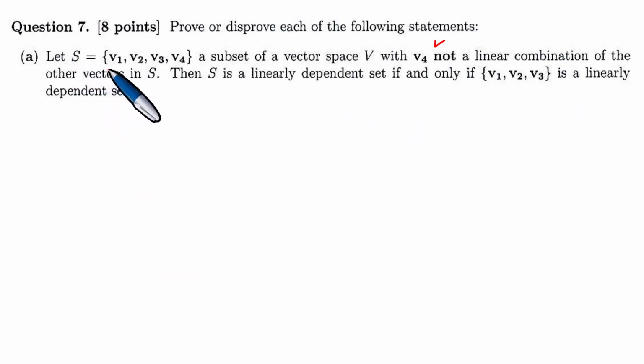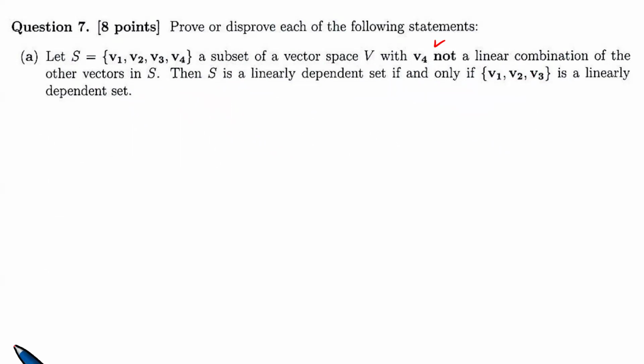Okay, let S be a set with 4 vectors. We're saying let S be the set with 4 vectors such that it is a subset of a vector space V, with V4 not a linear combination of the other vectors. Okay. So now this is very important: V4 is not a linear combination of the other vectors.